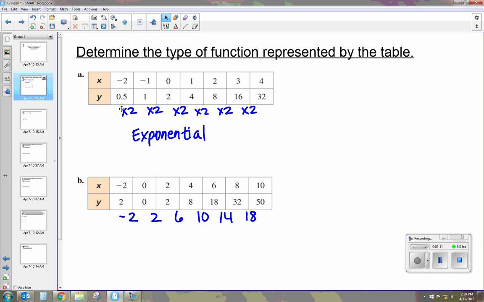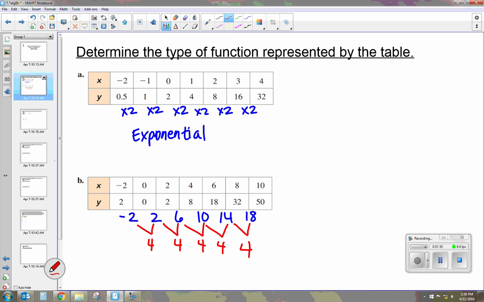Now, if all of these were the same as a first difference, it would be linear, but it's not, so we have to take our second differences. 2 minus a negative 2 is 4, 6 minus 2 is 4, 10 minus 6 is 4, 14 minus 10 is 4, and 18 minus 14 is 4. Since these second finite differences are all the same number, this is a quadratic function.